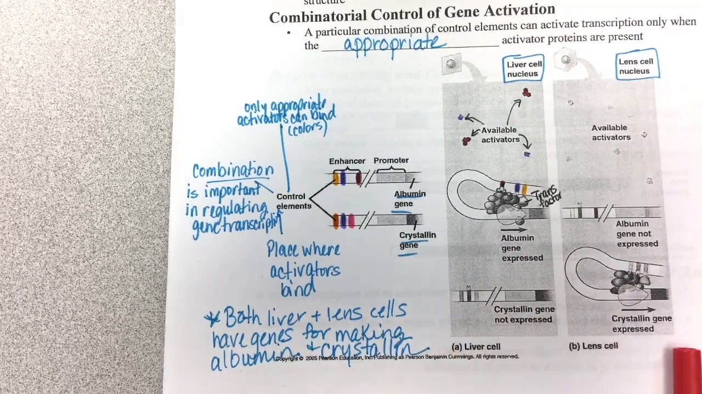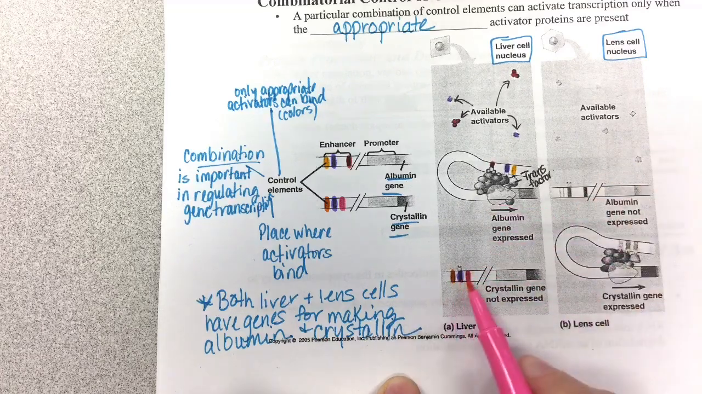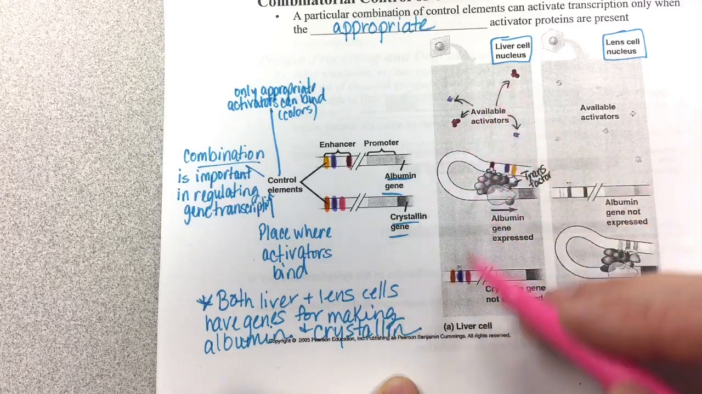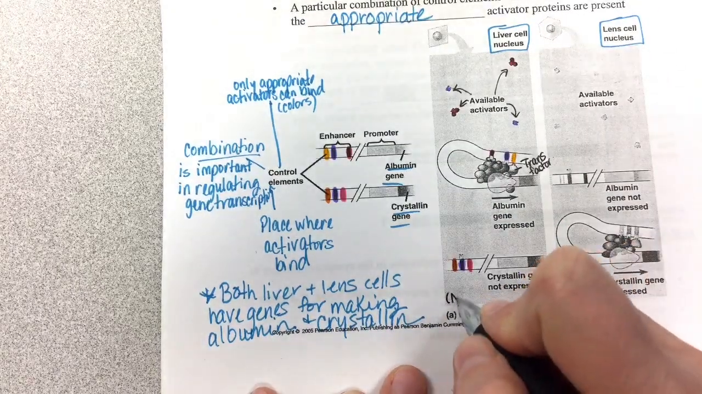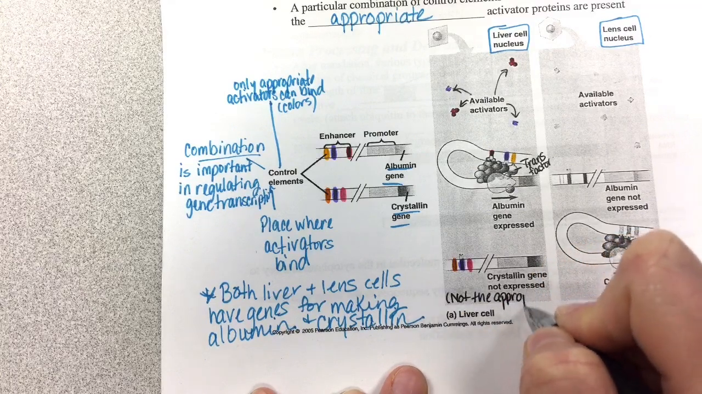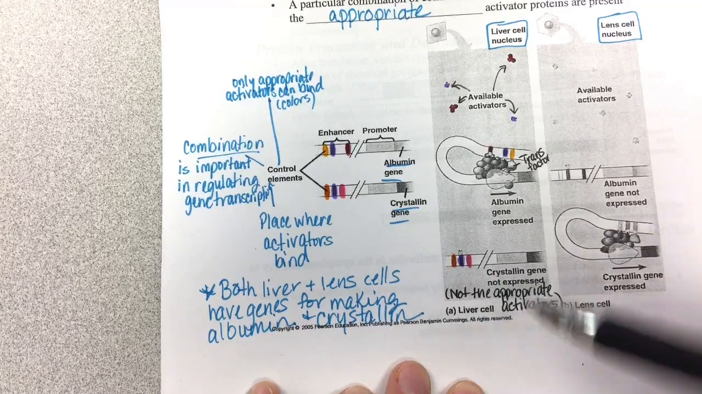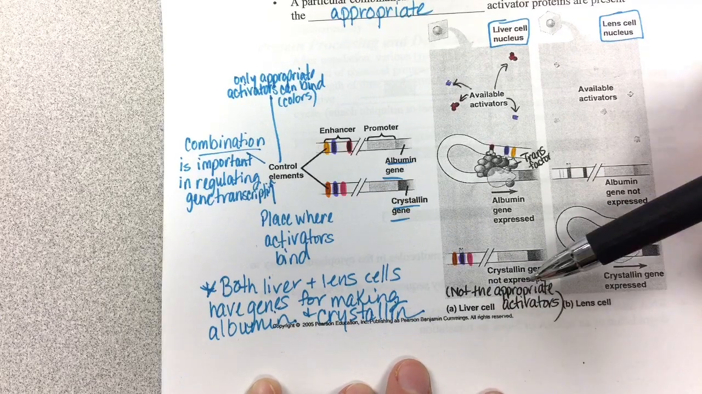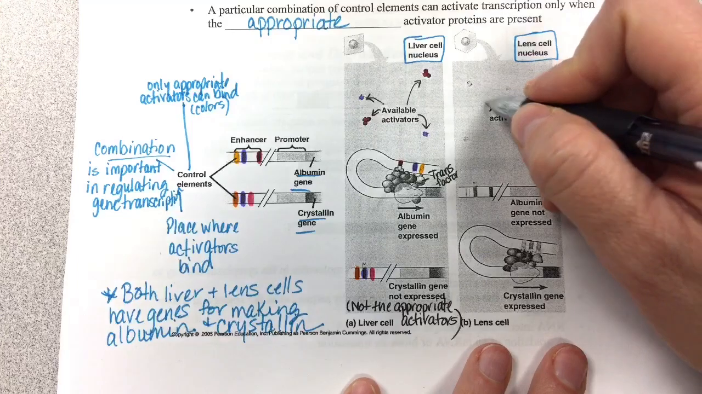The crystalline gene is not expressed because you don't have the right combination of activators. So if the crystalline gene is orange, purple, and pink, you don't have enough activators. It's showing you here that there's purple, but they also have the red. They don't have an orange one or a pink one, and so this one is not expressed because there are not the appropriate activators. So therefore, in your liver cell you don't make the crystalline gene because your liver cell doesn't make the appropriate activators.